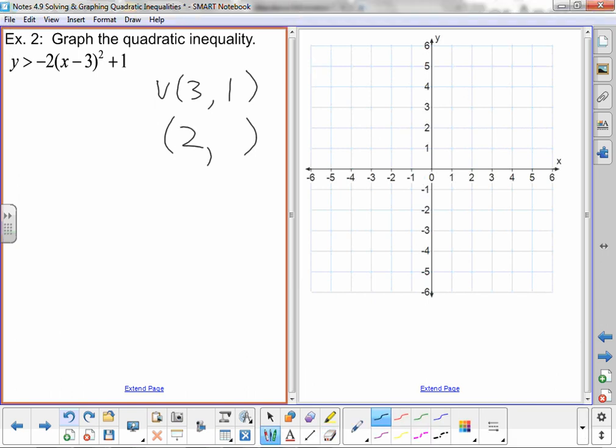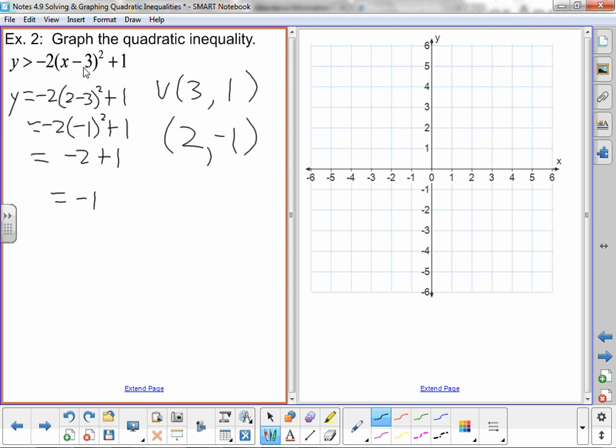All right, pick a 2. So you plug a 2 in. If I plug a 2 in here, that'll be negative 2 times 2 minus 3 squared plus a 1. Negative 2, 2 minus 3 is a negative 1 squared plus a 1. Negative 1 squared is a 1 times a negative 2 is a negative 2 plus a 1. Okay. And this will be a negative 1.